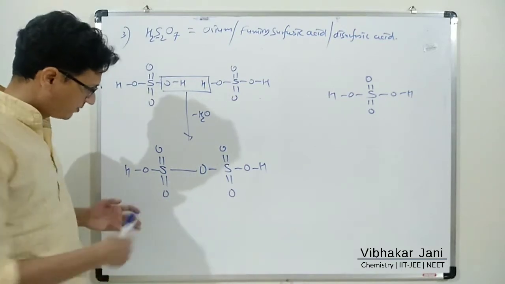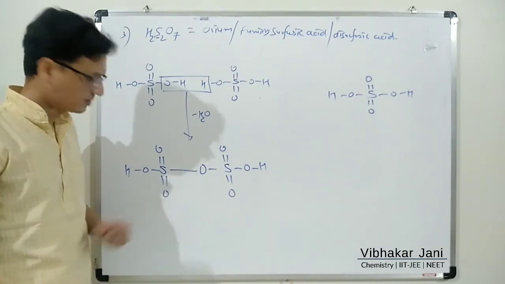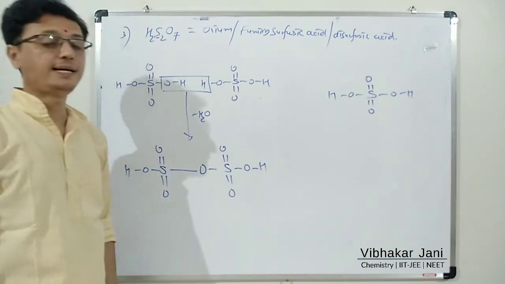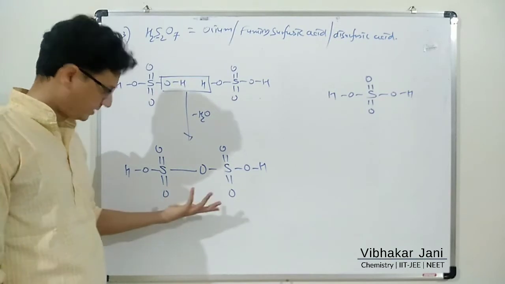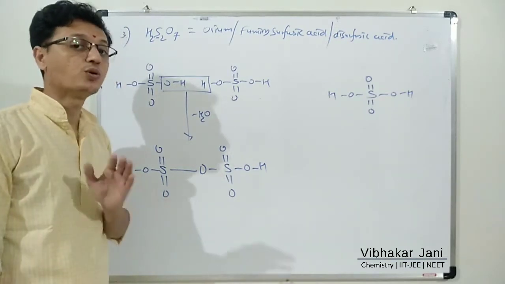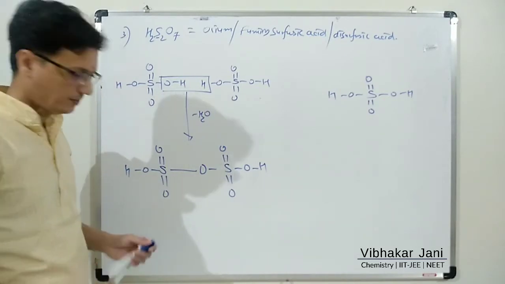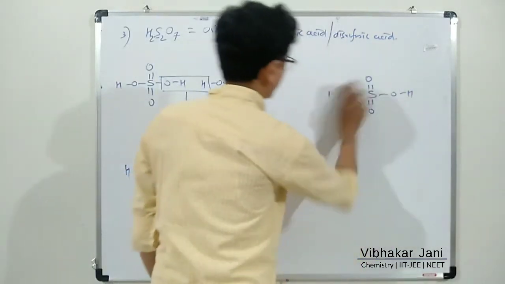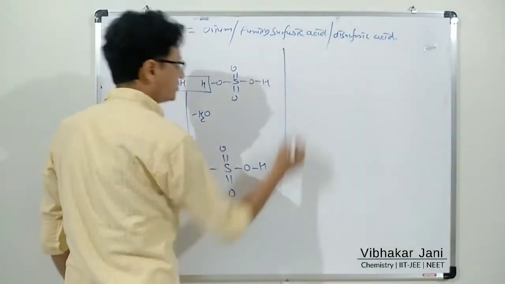Now, if you observe here, all oxygens are normal oxygen. That means they have a -2 oxidation state. There is no peroxy linkage present over here. O single bond O is not present over here. So it is a very simple compound, and to find the oxidation state, the classical method is used.